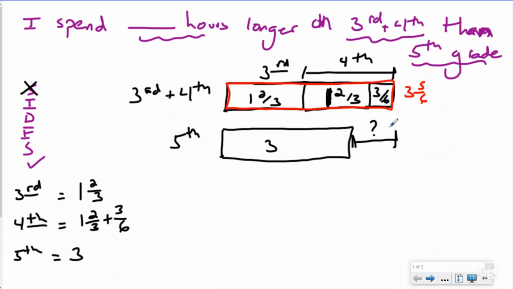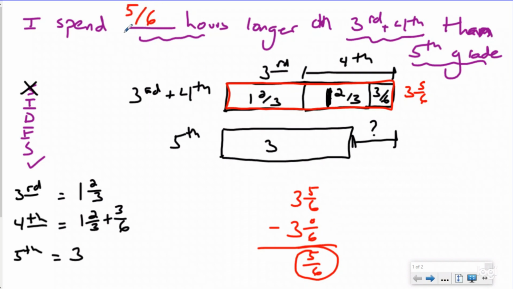And the way you find this missing piece is you would do it with subtraction. So I have 3 5/6, right? Minus 3 wholes and 0/6. You can still line up your fractions and whole numbers. And your answer is going to be 5/6. So I spent 5/6 hours longer on 3rd and 4th grade combined than 5th grade.